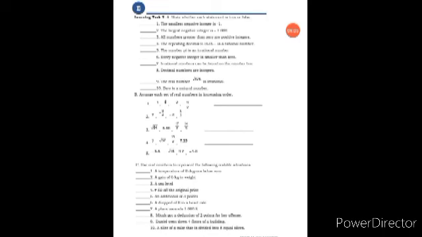Number 7, a plane ascends 1,000 feet. Nag-ascend, ibig sabihin tumaas. Positive or negative? Number 8, Micah got a deduction of 2 points for her offense. Nag-deduct, ibig sabihin nagbawas. Negative or positive? Number 9, Daniel went down 4 floors of a building. Bumaba si Daniel. Positive or negative?